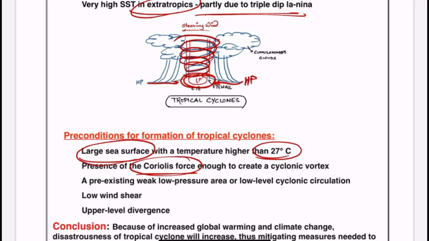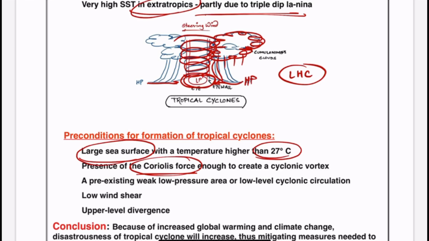As the air ascends, it will get cooled down and there will be release of latent heat of condensation. When latent heat of condensation is released, there is formation of cumulonimbus clouds and there is increased instability in the region. Because of this increased instability, there will be heavy rainfall related to tropical cyclones.